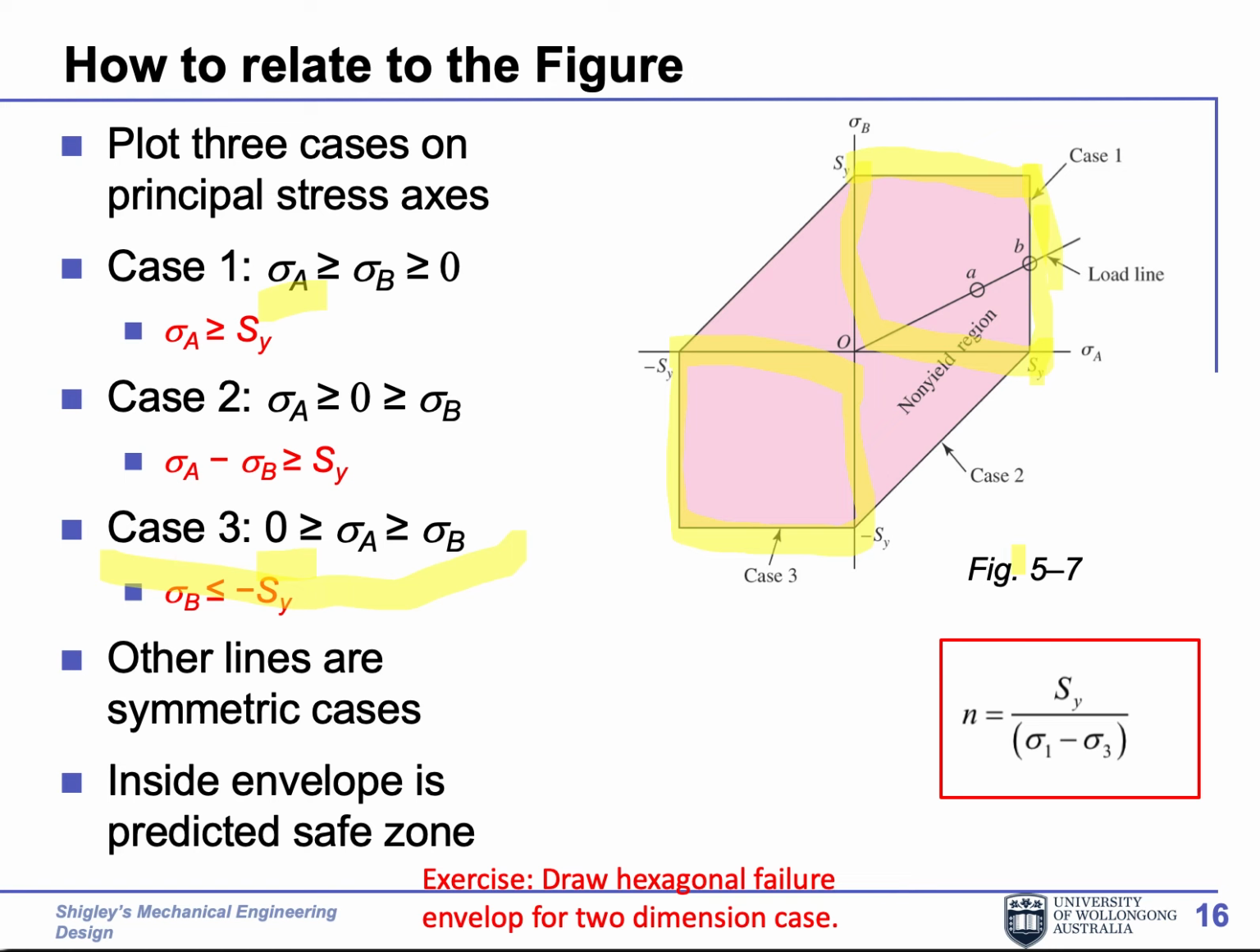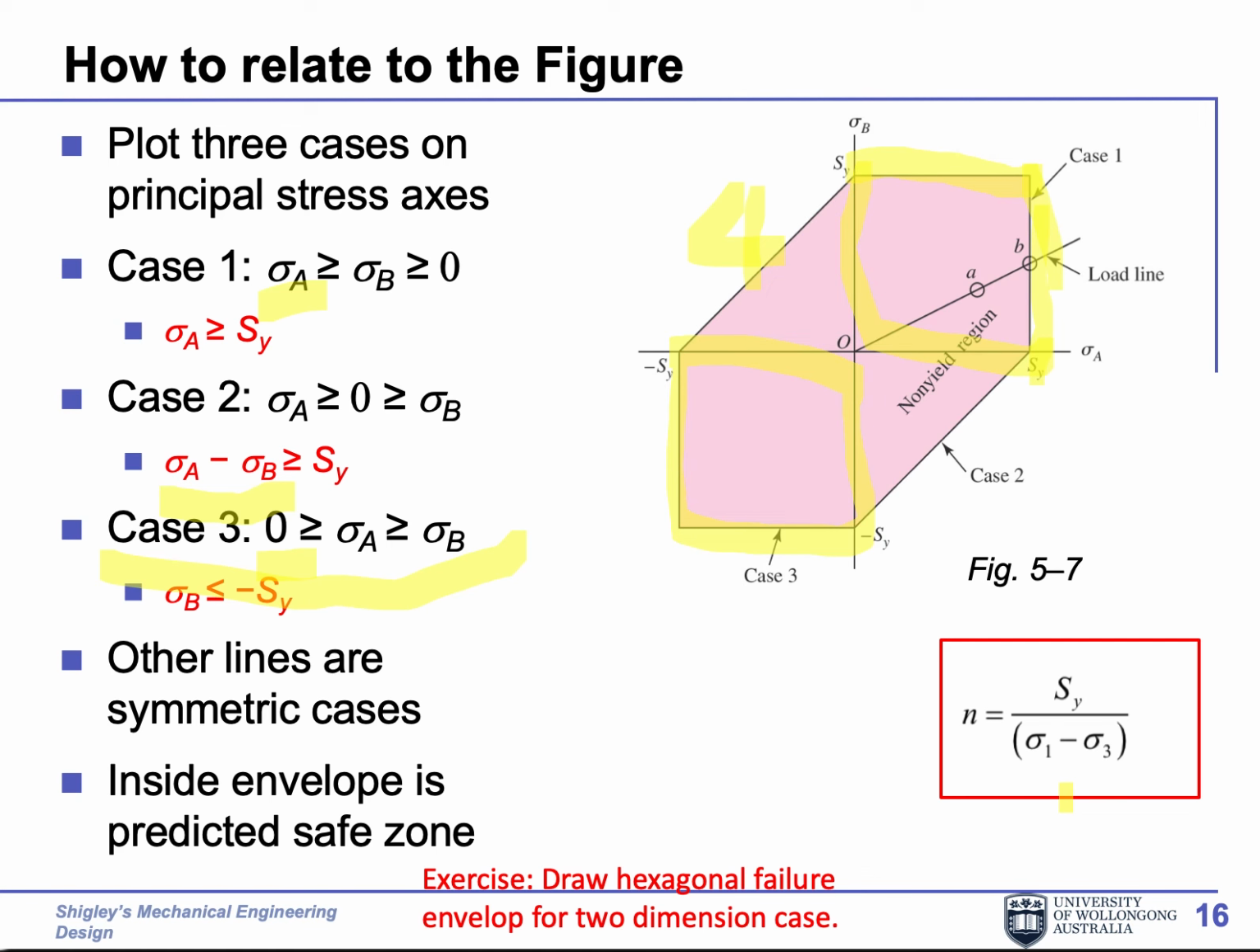Case 2 is when one of them is positive and one of them negative. So sigma A is positive, sigma B is negative. Then we have to use the difference between sigma A and sigma B, because the third one is 0, right in the middle, so we pick these two to compare with yield strength. Actually, there's case 4 over here. This is when you have sigma B larger than 0, larger than sigma A, and they are symmetric. So basically, they are the same case.